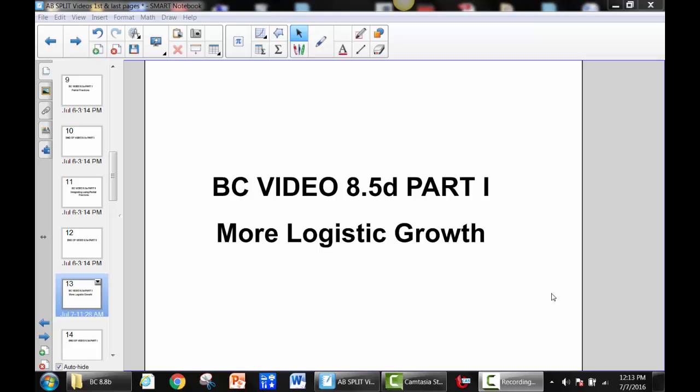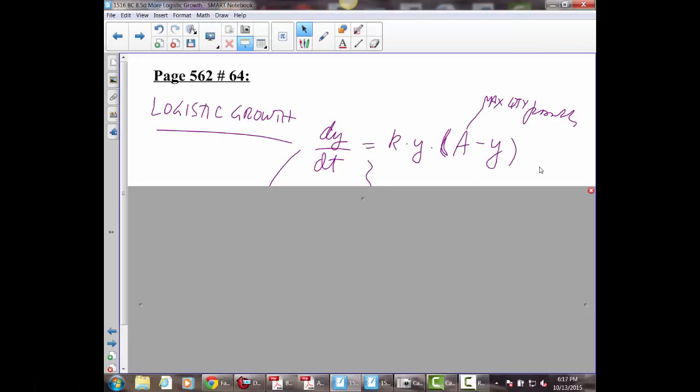Hi, welcome to video 8.5D, part 1, more logistic growth. This is an equation where the rate of change of a quantity y with respect to time is directly proportional to, equals k times the quantity and the difference between a maximum capacity constant and that quantity.